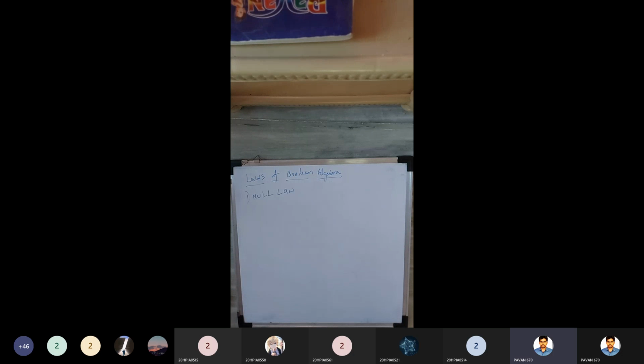So first one is the null law. For the majority of the laws, we will state both conditions. What are those? If AND operation is used, what is the law? And if OR operation is used, what is the law? That's why we have two versions of the laws.